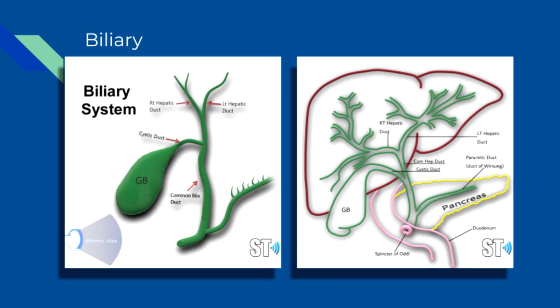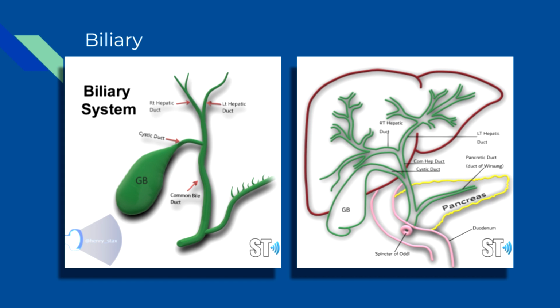Okay, now on to the biliary pathology. The biliary system is made up of the cystic duct, which comes from the gallbladder neck, meeting with the hepatic duct, or the common hepatic duct, and forming the common bile duct, which travels through the hepatoduodenal ligament to the head of the pancreas, meeting with the pancreatic duct. The terminal end is at the ampulla of Vater in the duodenum.